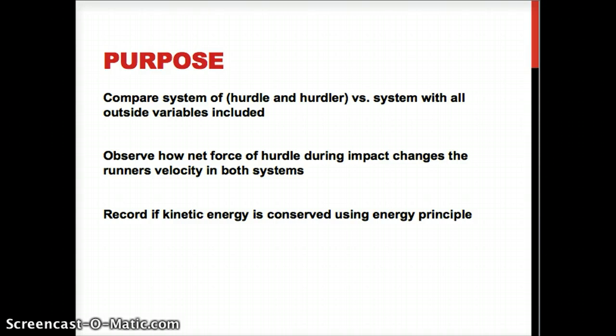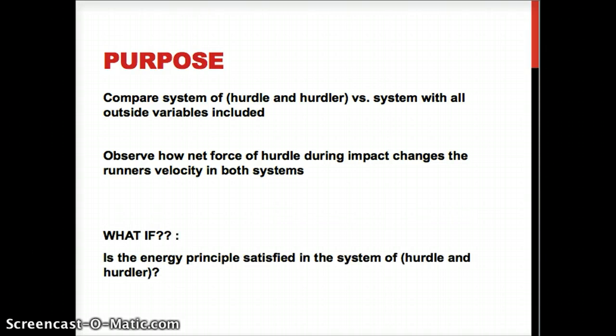Using a computational model, I will observe the change in velocity of the runner when the system is defined as just the hurdler and the hurdle. I will compare these results to the actual calculations when all of the outside variables are accounted for in the system. A what-if question that I made up just to spice things up: is the energy principle satisfied in the system of just the hurdle and the hurdler?